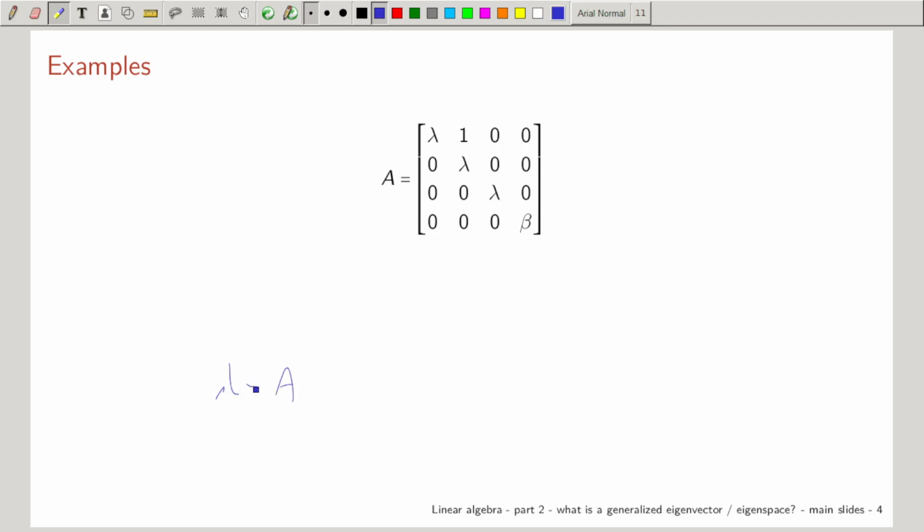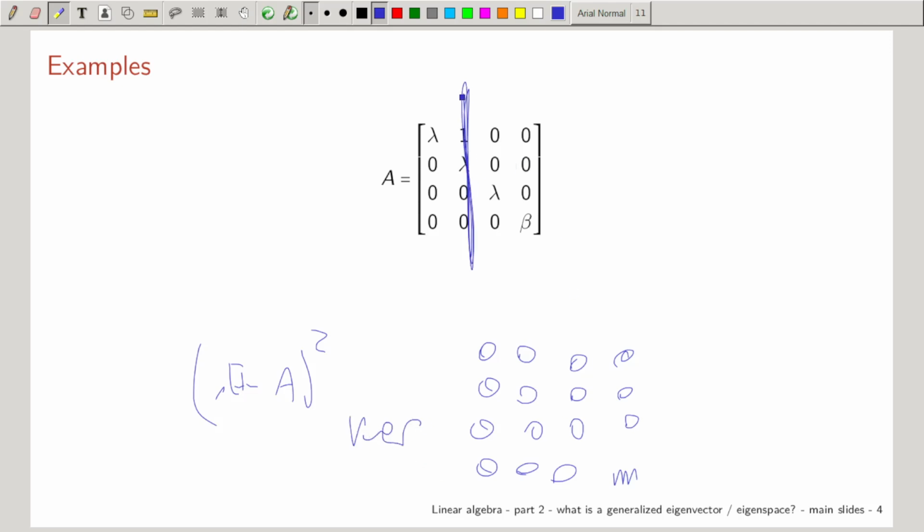lambda I minus A squared, what do I get? I get all zeros. True? And if I look at the kernel of this, in a certain sense, I go checking the stuff that I was missing before. Do you see the mechanism? By raising the powers of the modified matrix, I go exploring more stuff. Okay? Watch out though.